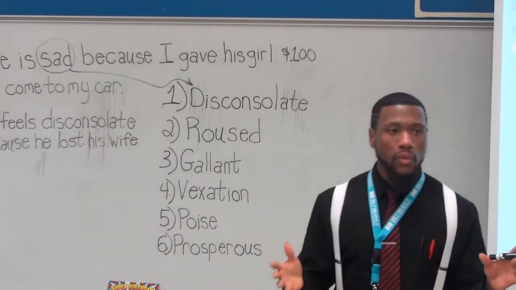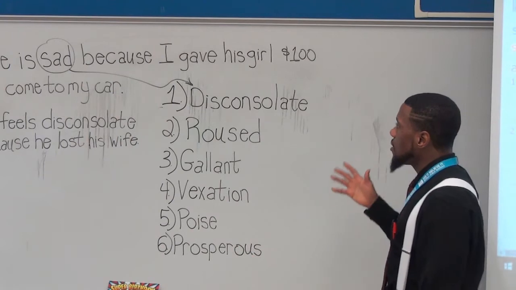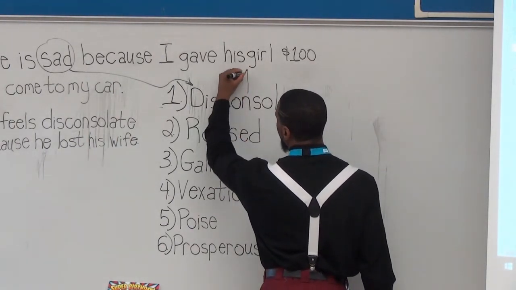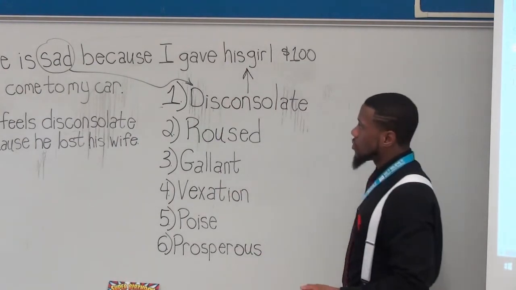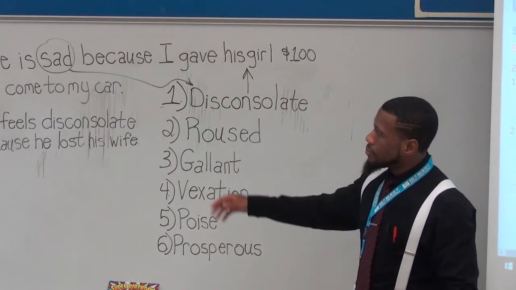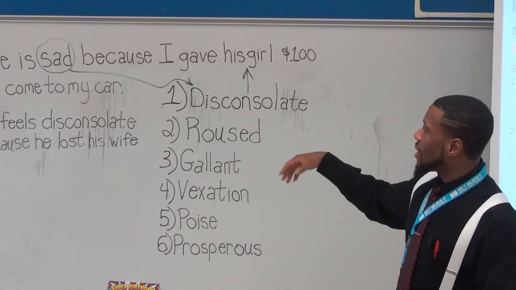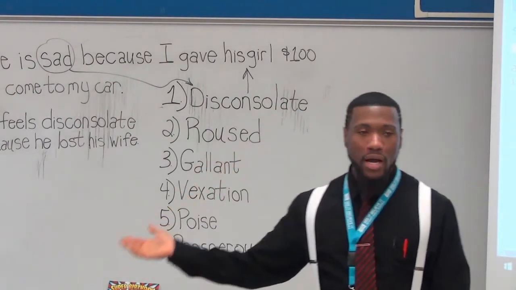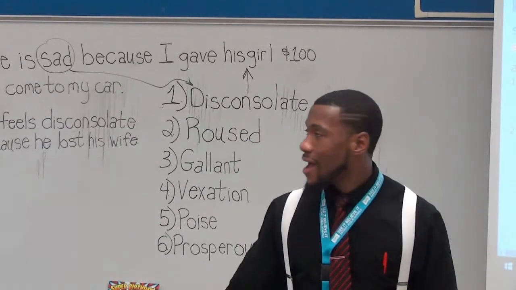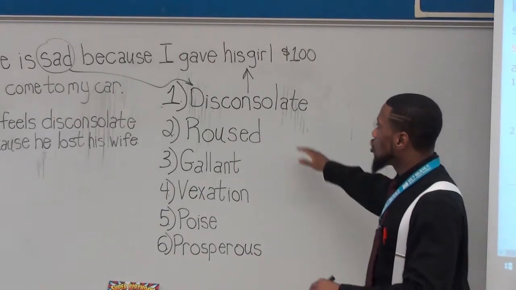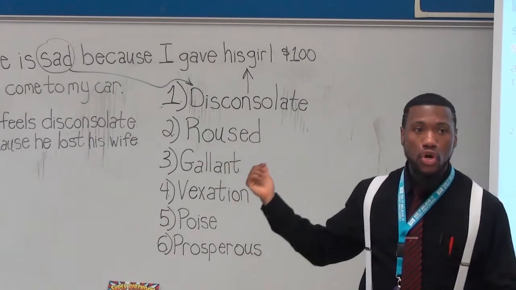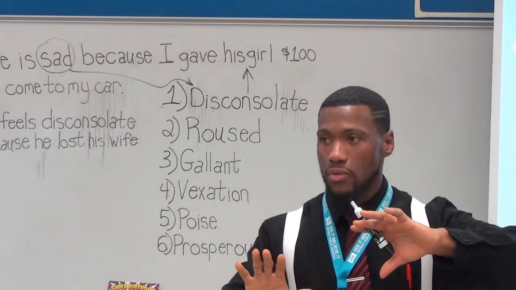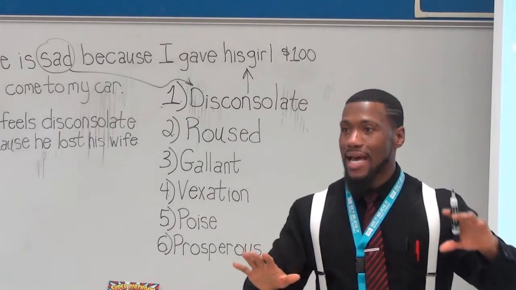But another way that we could write this, and then we're moving on, and we see adjectives like this all the time, is we could have just placed disconsolate right in front of a noun. Okay? He is sad because I gave his disconsolate girl $100 to come to my car. Okay? He is sad because I gave his gloomy girl, so this describes the girl. So we could put adjectives just right in front of nouns. Okay? And it describes that noun.